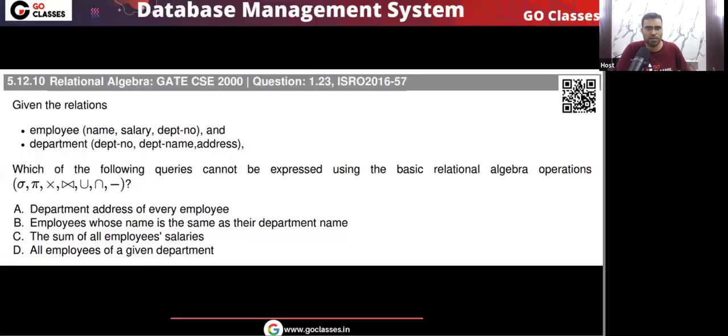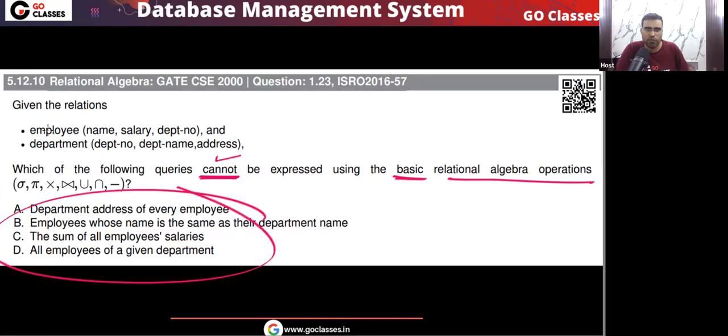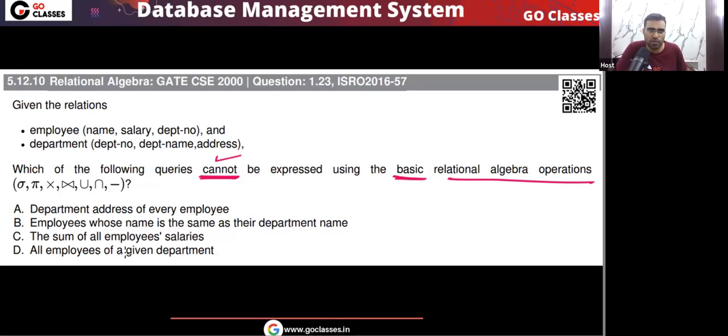Let's move on now. Let's solve this GATE 2000 question. Given the relations employee, department, which of the following queries cannot be expressed using the basic relational algebra operations? These are the basic relational algebra operations you can see: select, project, cross product, join, union, intersection, and difference. Using these operations, which of the following queries cannot be expressed? What will be the answer?